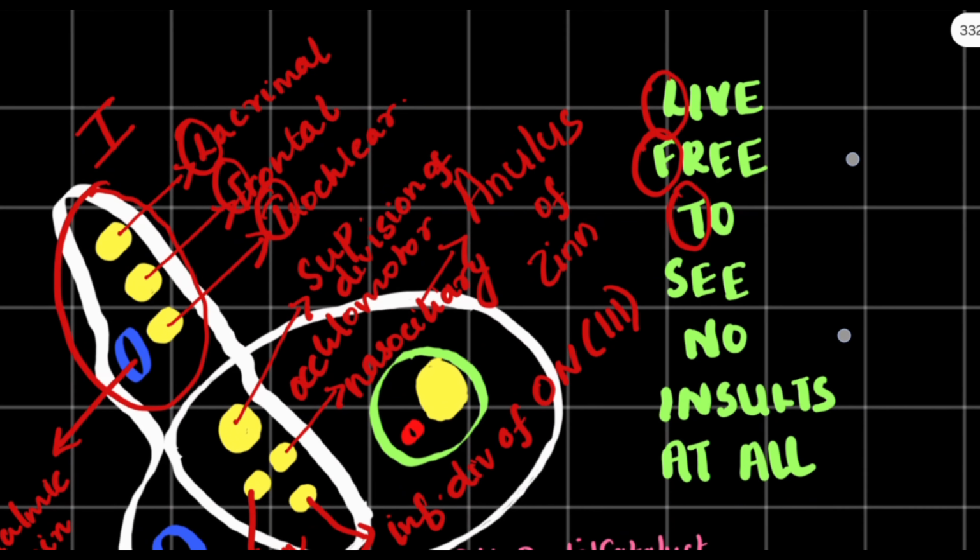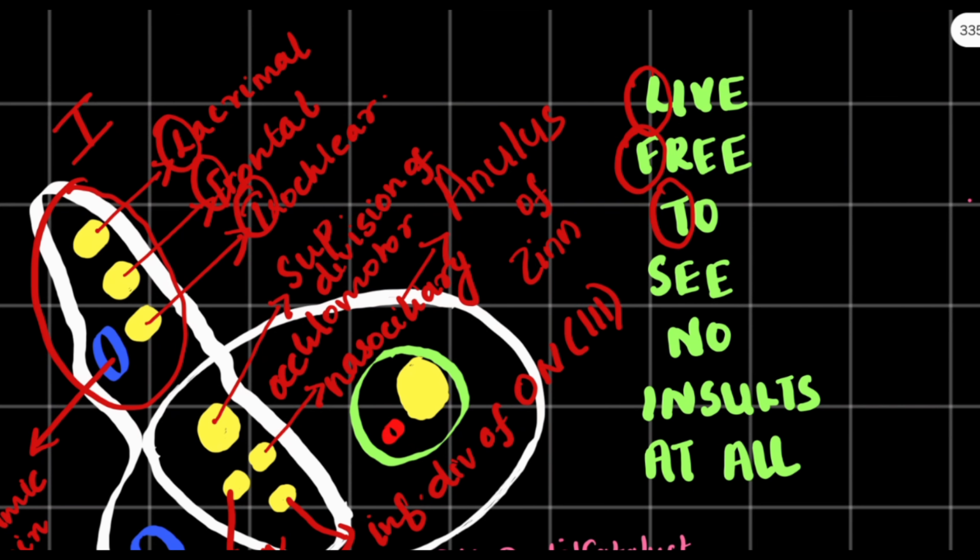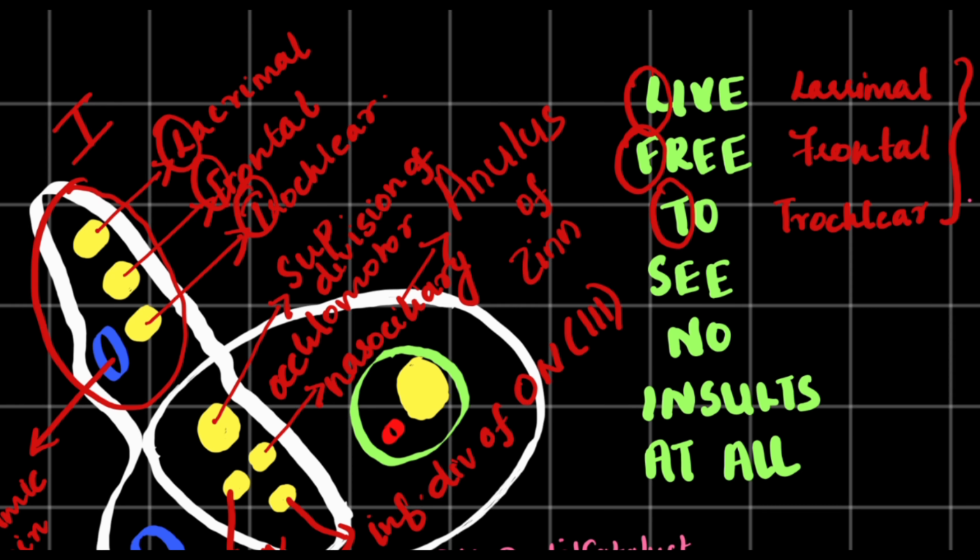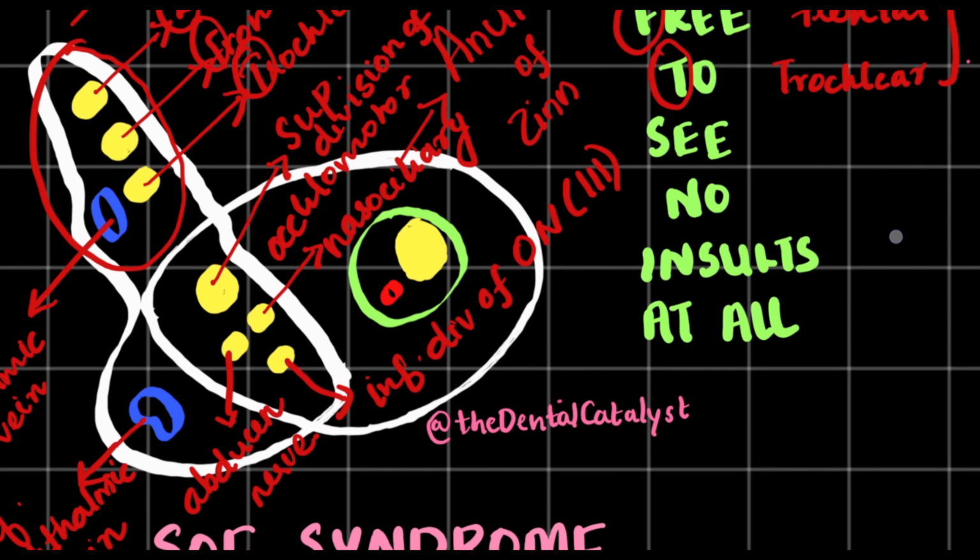So now, let's just analyze the mnemonic in here. Live free to see no insults at all. So these are the structures passing through the superior orbital fissure, which are the lacrimal nerve, the frontal nerve, and the trochlear nerve, which pass through the lateral and the superior sector.